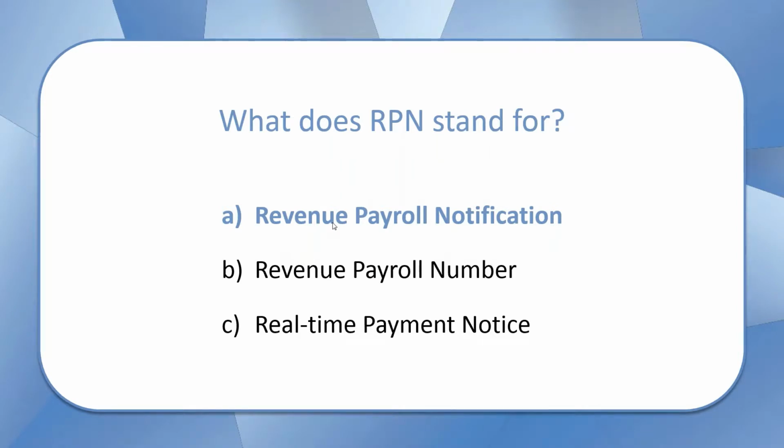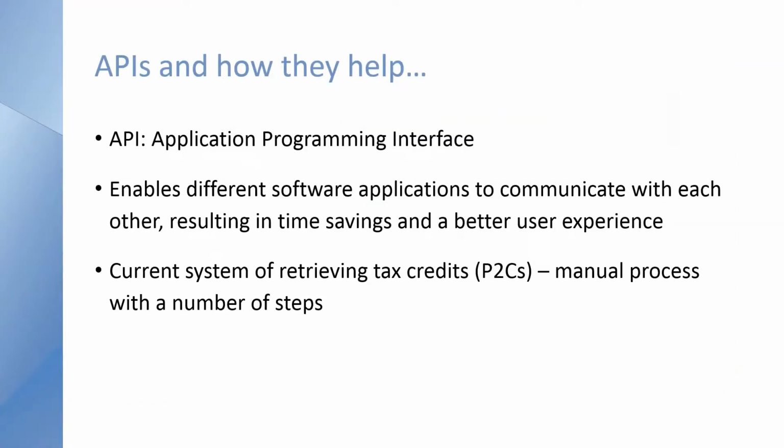So the results are in, and I can say that 95% chose the correct answer, which is, of course, A, revenue payroll notification. Okay, so APIs. As I say, it stands for Application Programming Interface, and this enables different software applications to communicate with each other. In our case, it allows our payroll software to directly interact with revenue systems. So instead of the very manual routines of downloading or uploading, selecting file locations, logging in screens, etc., there will be just one submit button to replace all of this.